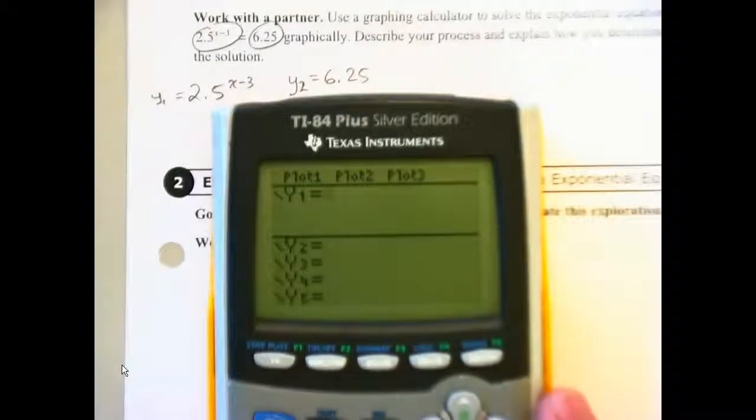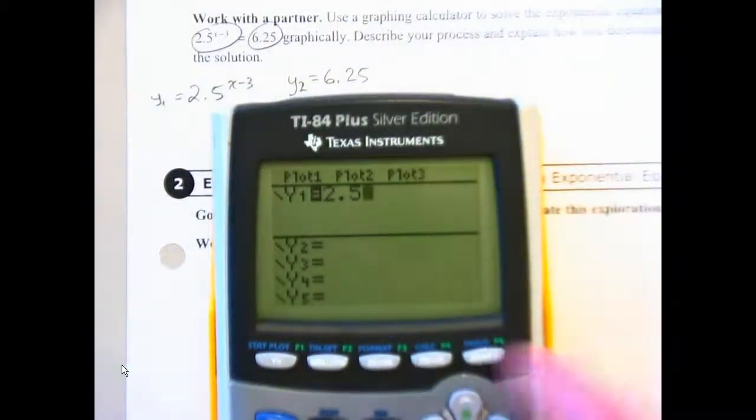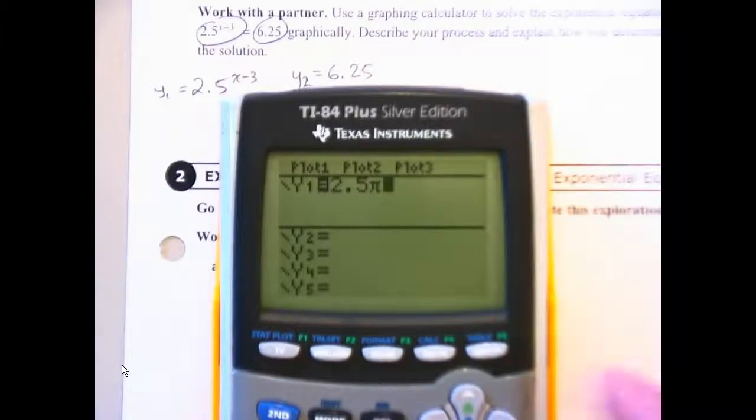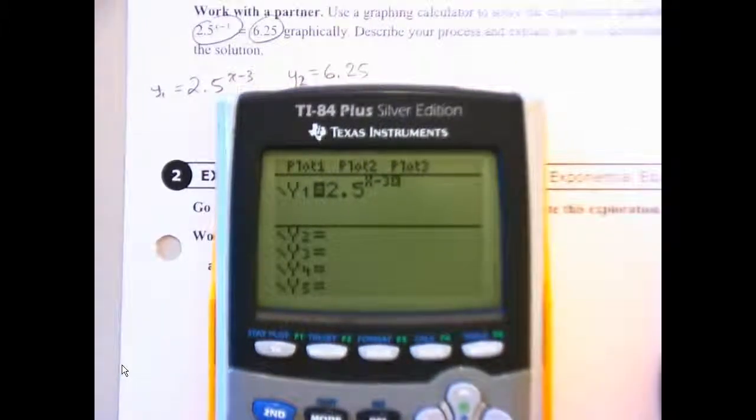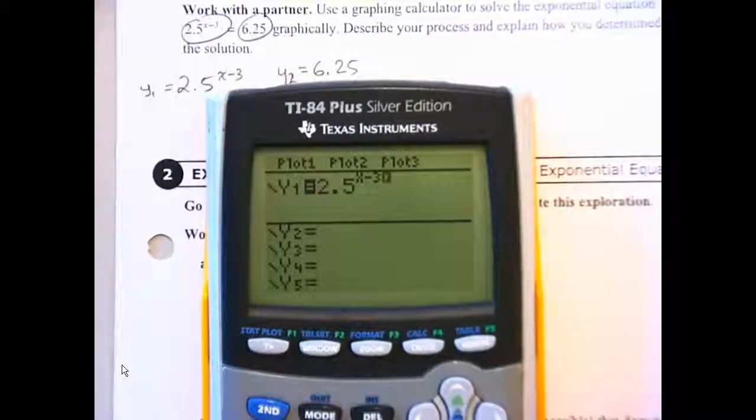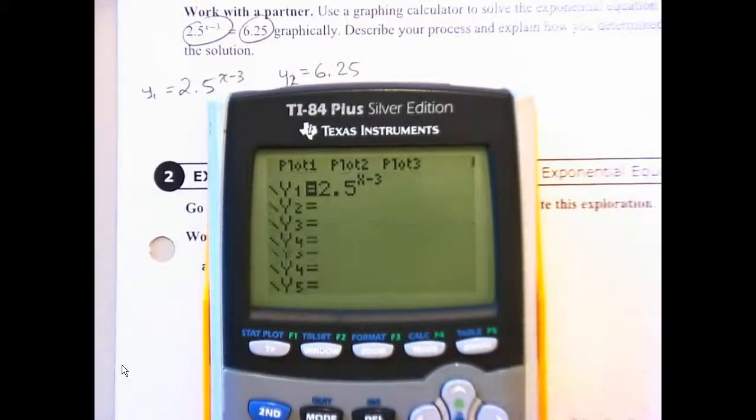I'm going to plug both of those into my y equals menu here. So we got 2.5 to the x minus 3. Oops. Let's try that again. 2.5 to the x minus 3. Okay, and the next one, y sub 2, we're going to say 6.25. Everyone make sure your neighbor has it plugged in. If they don't, and you can't help them, raise your hand so I can come around and help you out.